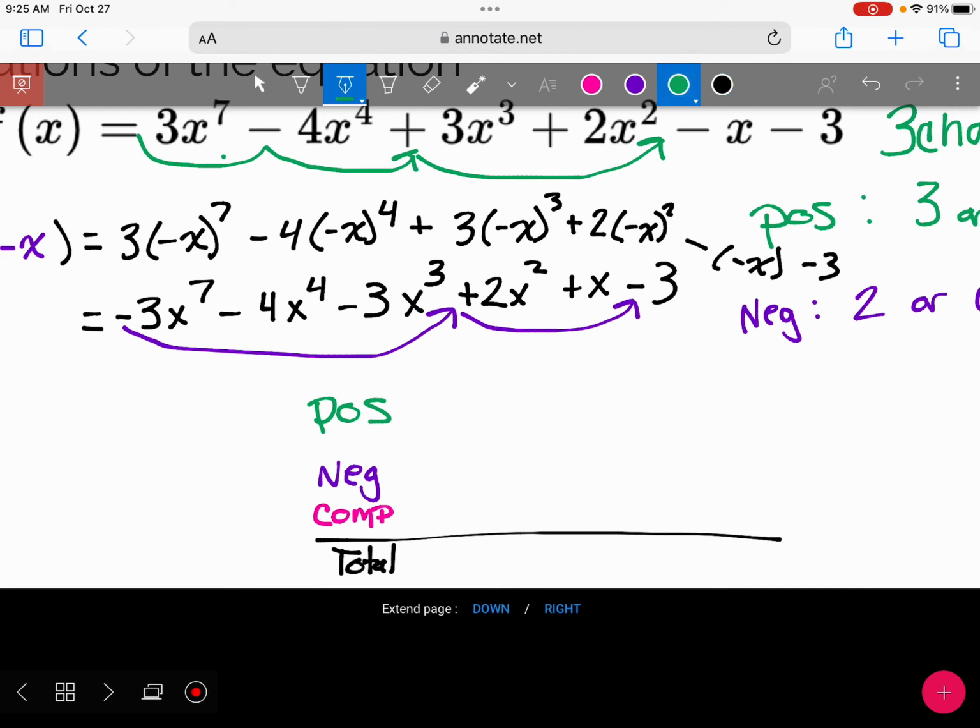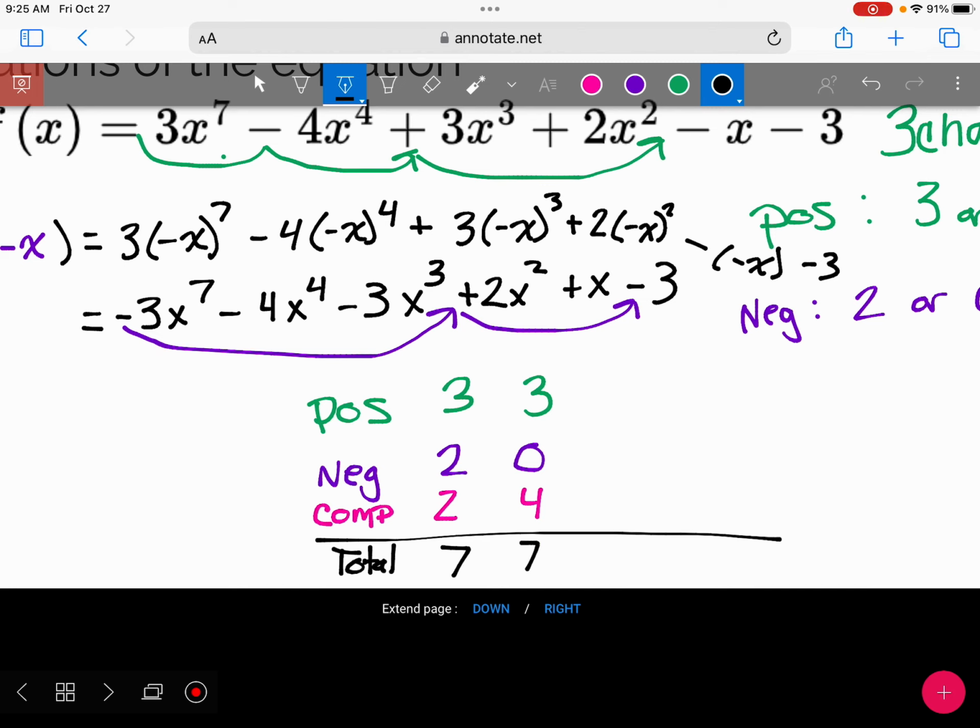So we're going to have a lot of different combinations we can have here, and we're going to list them all out. We could have 3 positive real roots. We could have 2 negative real roots. How many complex roots are we going to need to have? 2 to get a total of 7. Right? We could have 3 positive roots and no negative roots. How many complex roots would we need there? 4 for a total of 7.